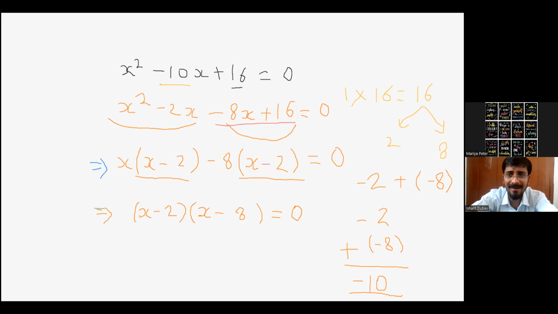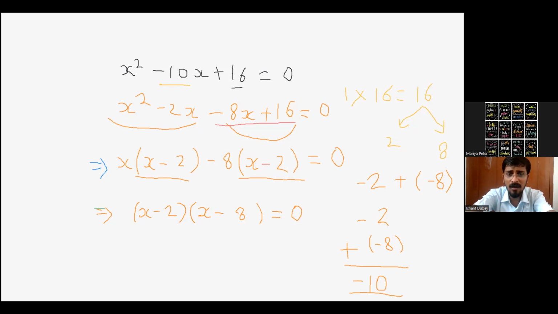Now, if you look at the right hand side and left hand side, here you have equals to 0. Where 0 is written, that is your right side. And x minus 2 within parenthesis multiplied with x minus 8 within parenthesis, this is the left hand side. So 0 is on the right side, and this term is on the left hand side.